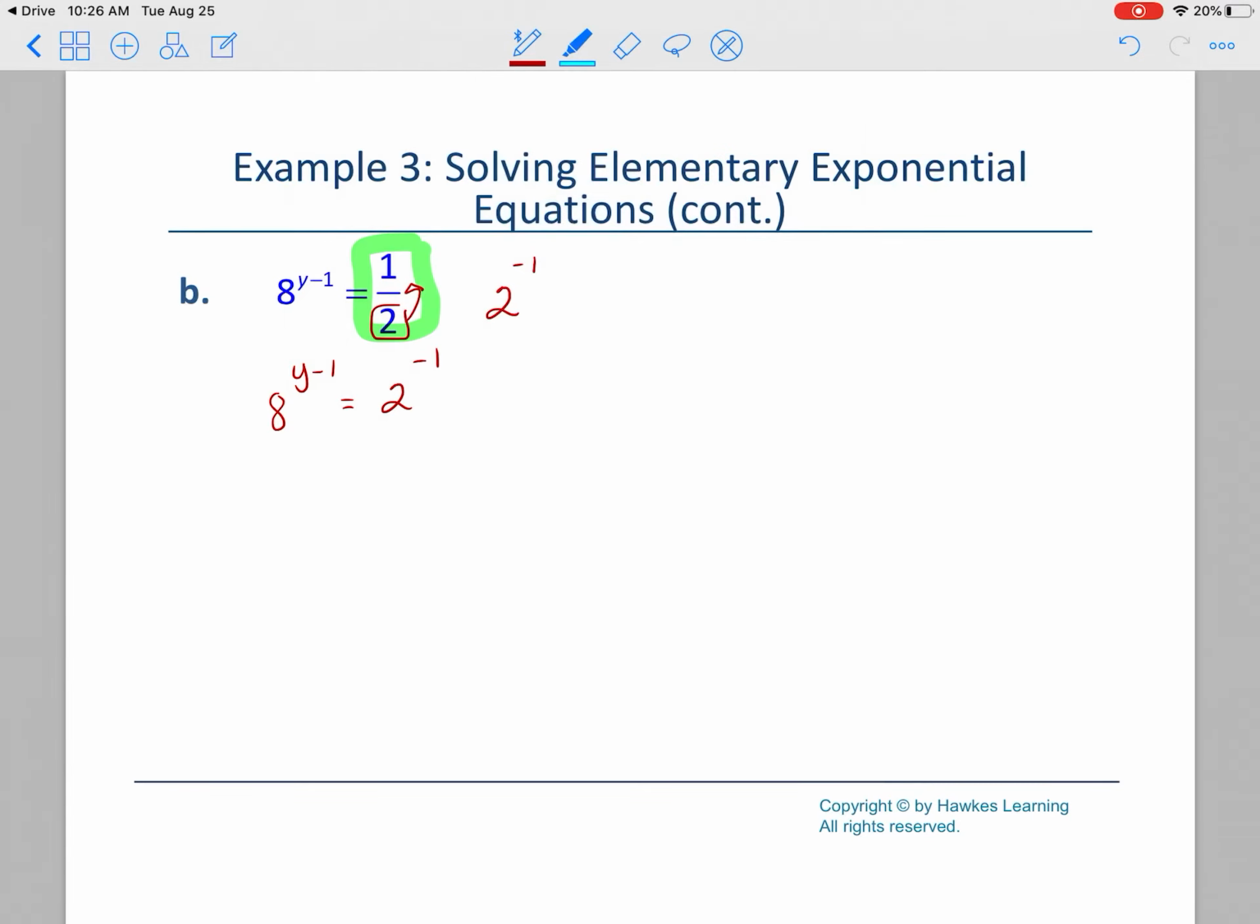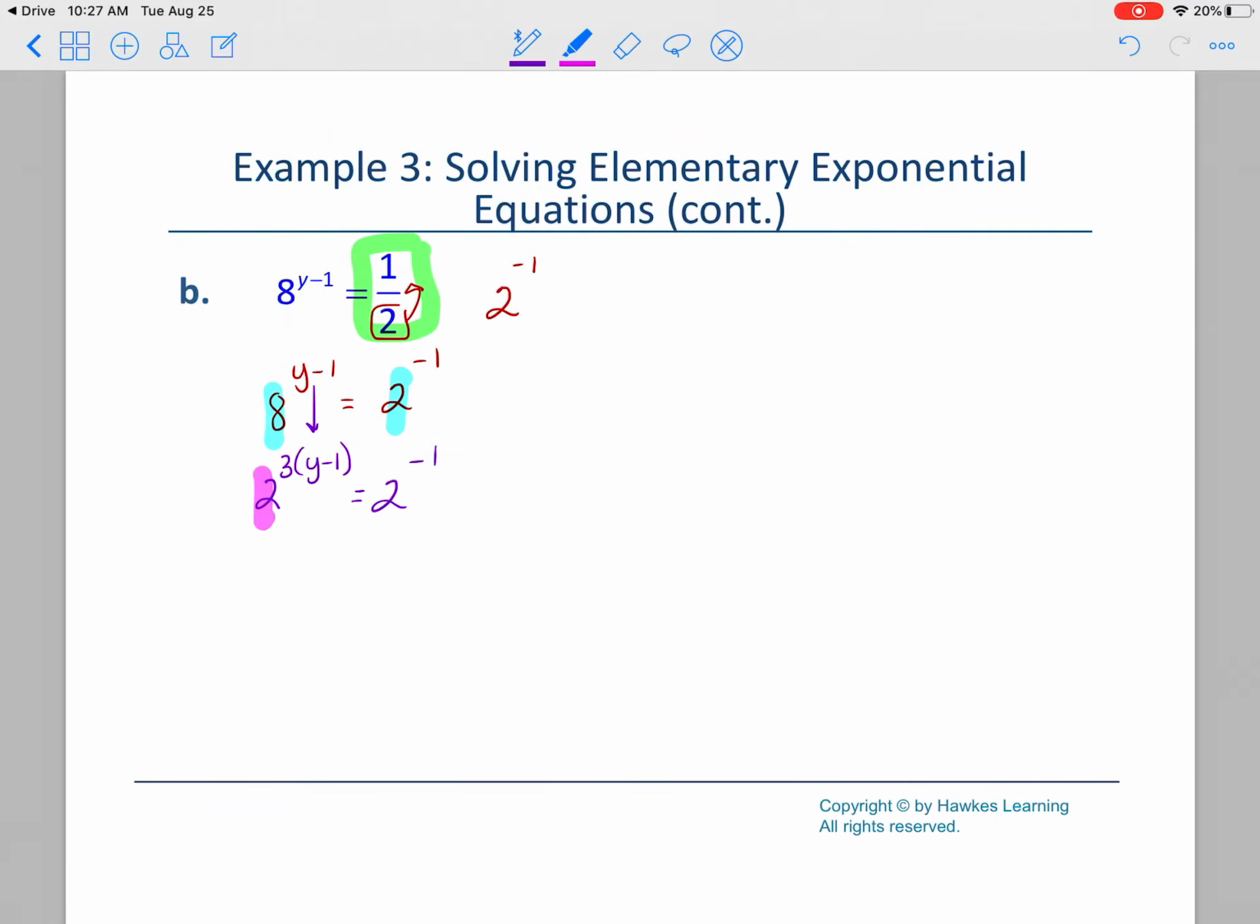Now, if I look, I still don't have the same base, so I'm going to have to change to the same base. The 2 is already as low as it's going to get. I can't do anything with that side to the negative first, but I can change 8 to a base of 2, and that is 2 to the 3rd power, and I still am going to bring down that y minus 1.